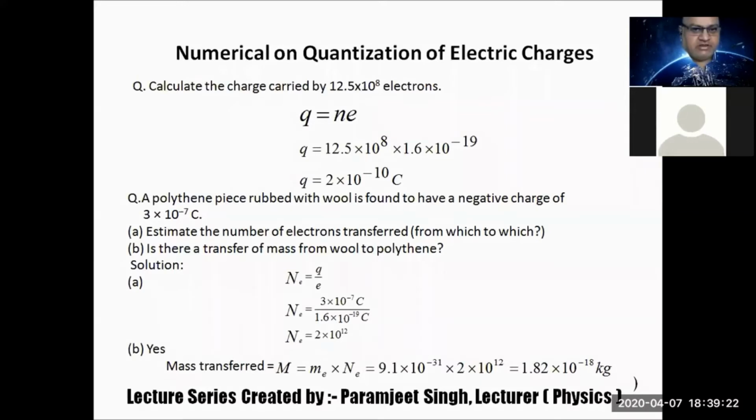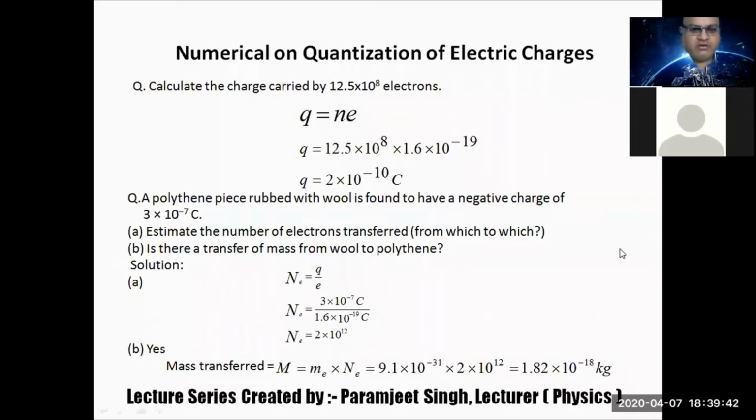Again, next numerical. Let us discuss this numerical. Keep your notebook and pen ready and note down simultaneously equations. Next question is: calculate the charge carried by 12.5 into 10 raised to power 8 electrons.